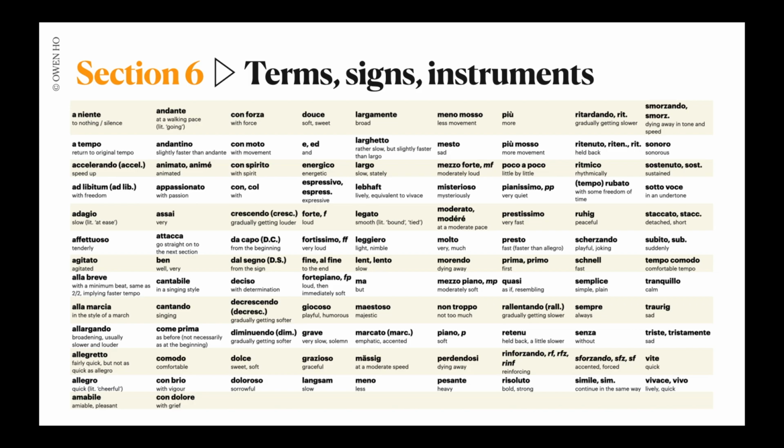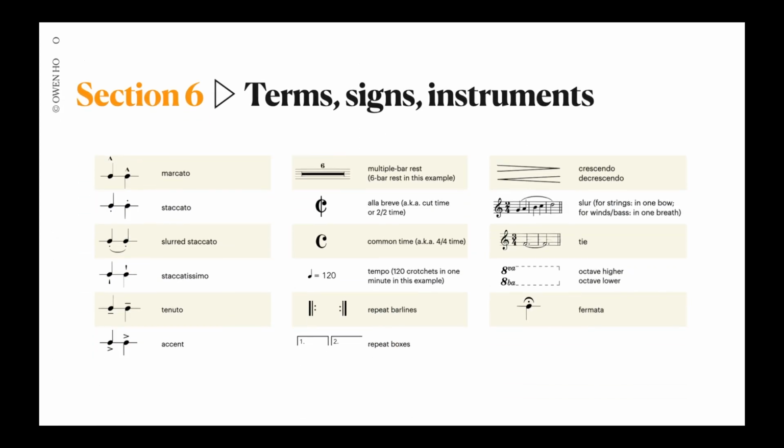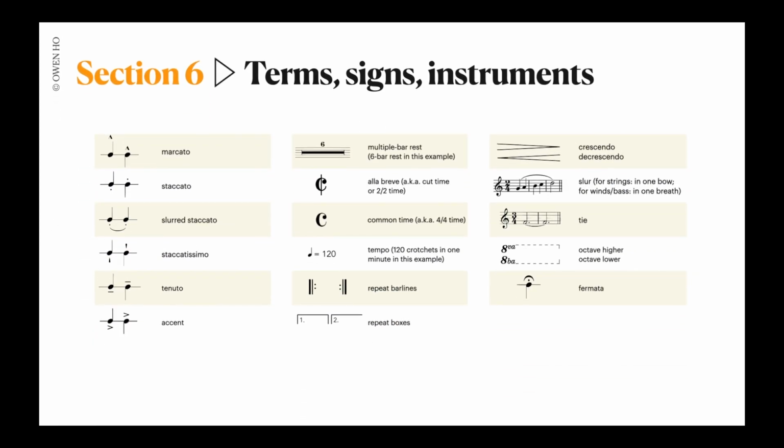Apart from this table of musical terms, there are 2 more tables that summarize other things. The first one is this, and it summarizes mostly the articulation signs in music. For example, in the left column, the marcato, staccato, slurred staccato, and staccatissimo signs, and so on. Although there are also other miscellaneous signs that you should remember.